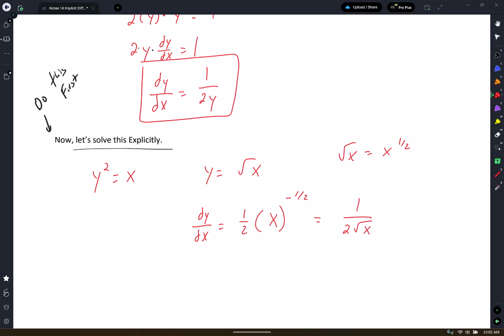Don't worry, I'll wait for you guys to catch up. This is not the same as this? Yes, it is. The only difference is that this one has a y, but notice what y was. So 1 over 2y. It's the same. Do you guys see that? It's the same. It's just written differently.